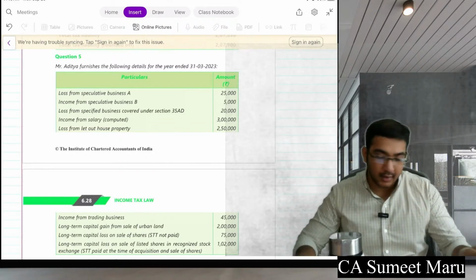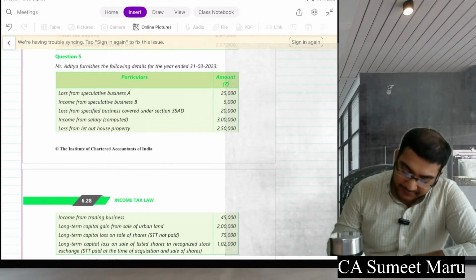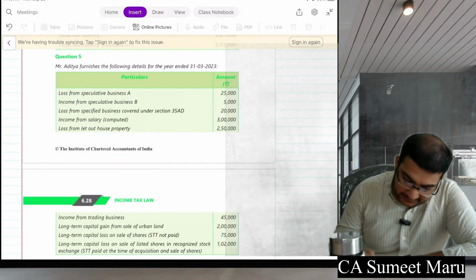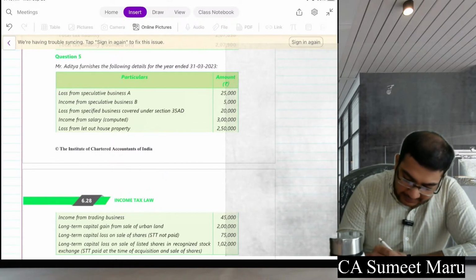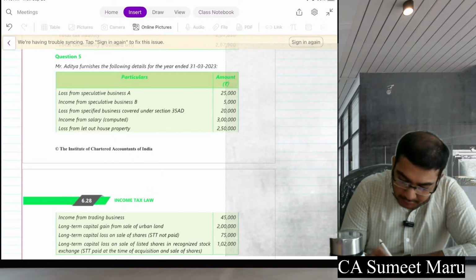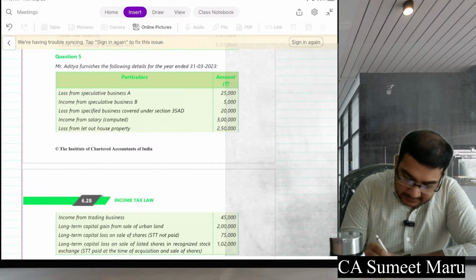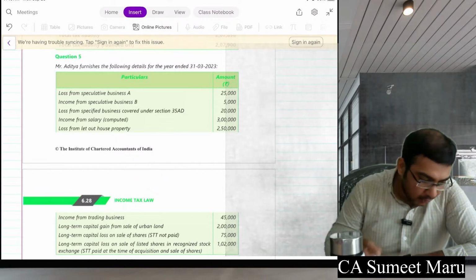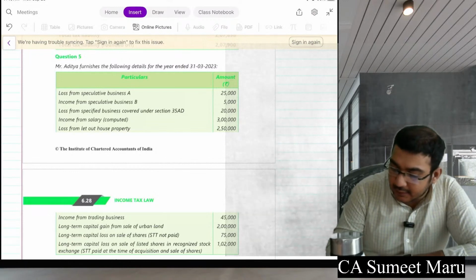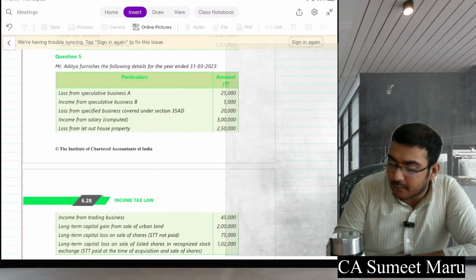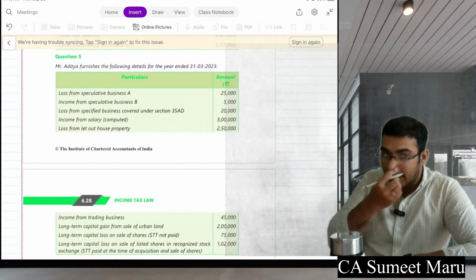Okay, very good. Let me solve this, guys. Pay attention, everyone. See, first thing is that you have income from salary, right? Income from salary is given to you how much? 3 lakhs. Okay, so your salary income is 3 lakhs. I'm just solving it in shortcut.